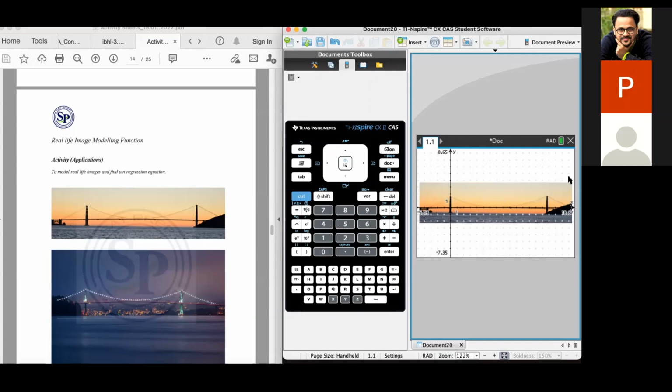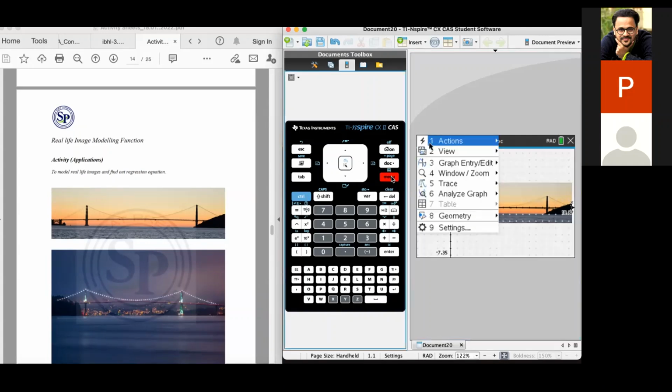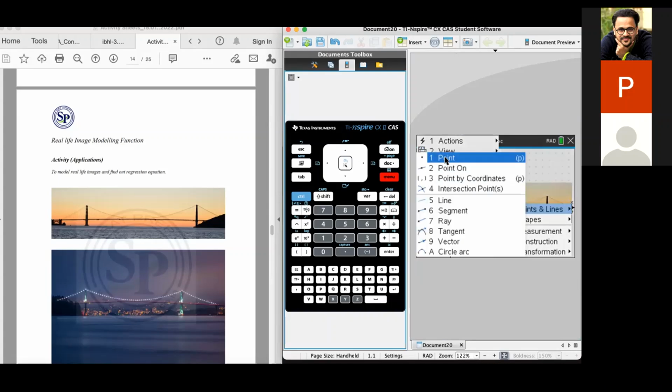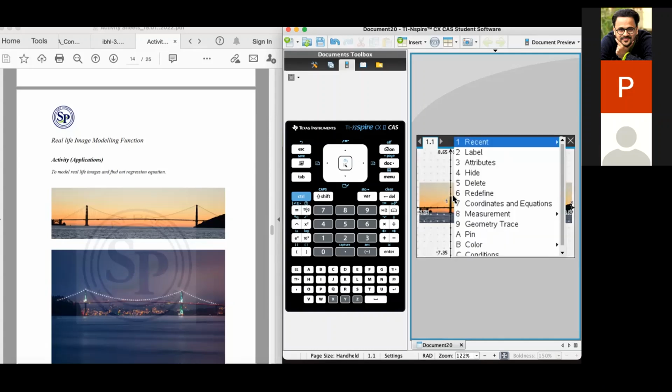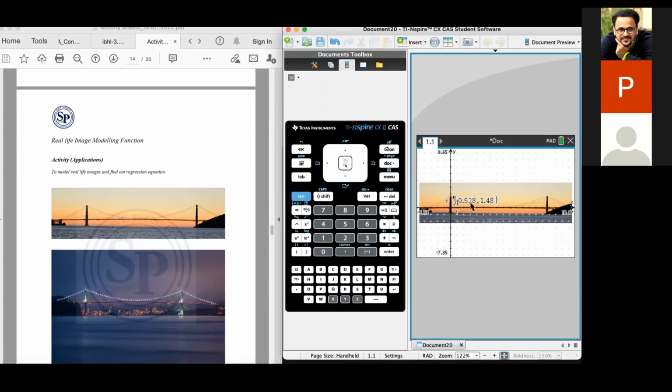So once you are set here, you need to go to the menu, geometry, points, and put one point exactly on the curve, as accurately as you can, and give the coordinates of this. The more properly you put your points on the curve, the more perfect your equation will come.